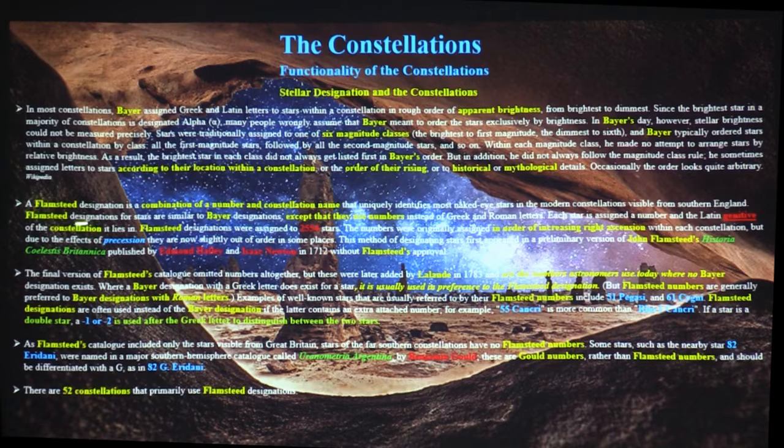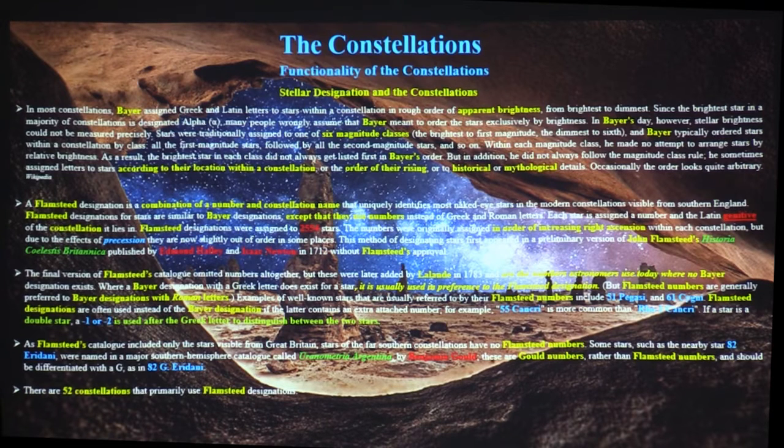So a Flamsteed designation is a combination of a number and a constellation name. So instead of Alpha Orionis, you might have 19 Orionis, or one. No, you wouldn't have in that case. You'd have one Orionis. Does that make sense? So, he uniquely identified the stars in the constellation from southern England.